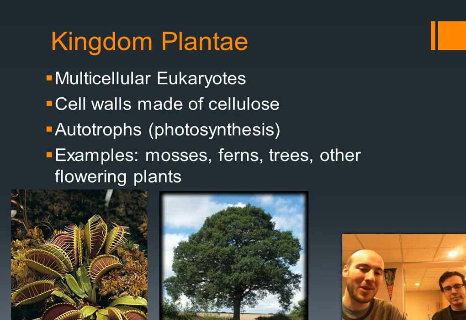But now kingdom Plantae, these are all multicellular. They're all eukaryotes. They have cell walls made of something called cellulose. If you knock on wood, that's because when you dry out the wood, the cellulose is still there. They are autotrophs. They accomplish getting food by photosynthesis. Some examples are mosses, ferns, trees, other flowering plants.